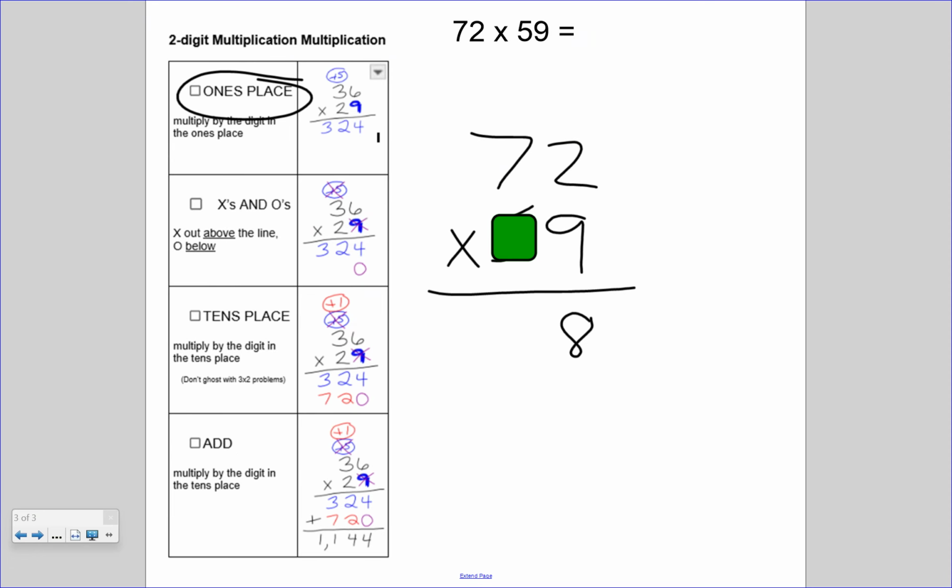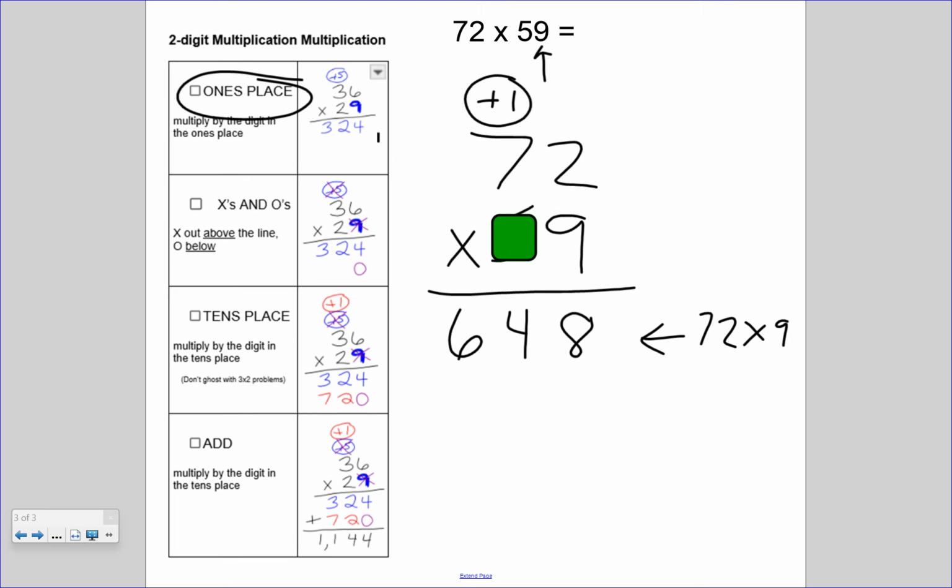9 times 2 is 18. Carry the 1. 9 times 7 is 63, plus 1 is 64. That's the end, so I can put them both down, making sure we're keeping our place value spots. So this right here, and you don't need to do this, I'm just showing you. That's what 72 times 9 is.